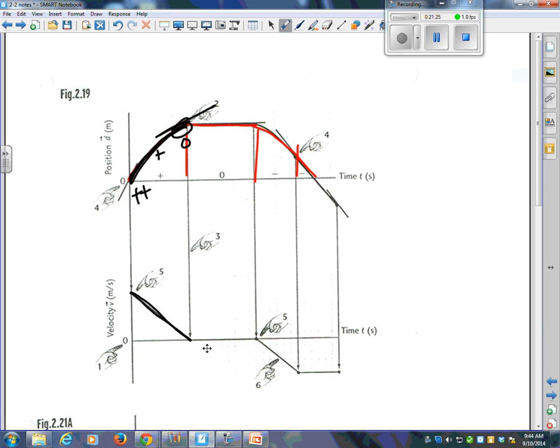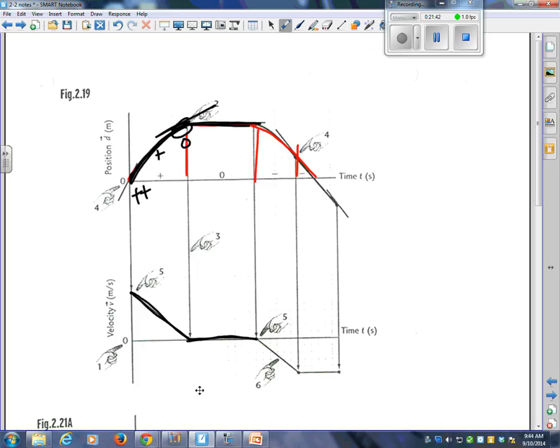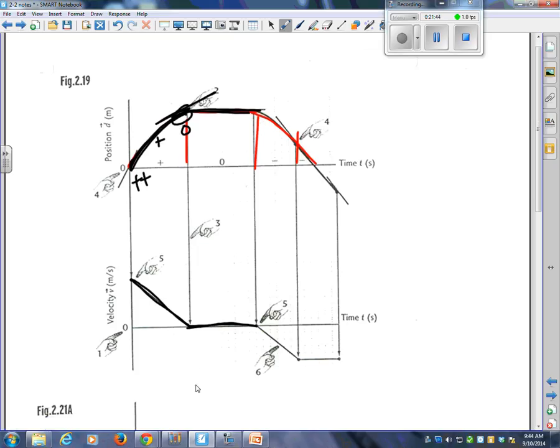DT graph is flat. What does that mean for the VT graph? Means 0. From there to there, it's 0. Just like it was here. DT graph is 0. So far, not too bad, right? Okay. What's the slope doing here? Curving down, right? The slope is becoming more and more negative, which means the velocity is becoming more and more negative, which means my velocity graph must go down and become more and more negative.